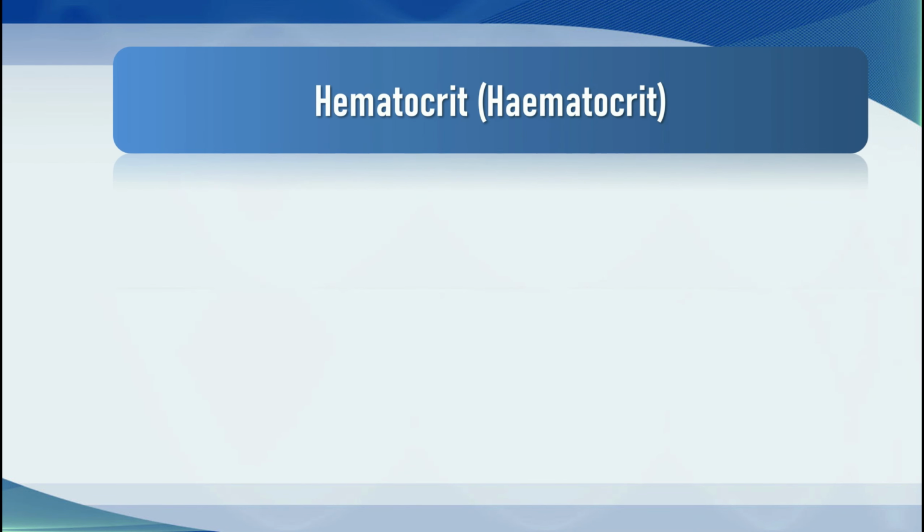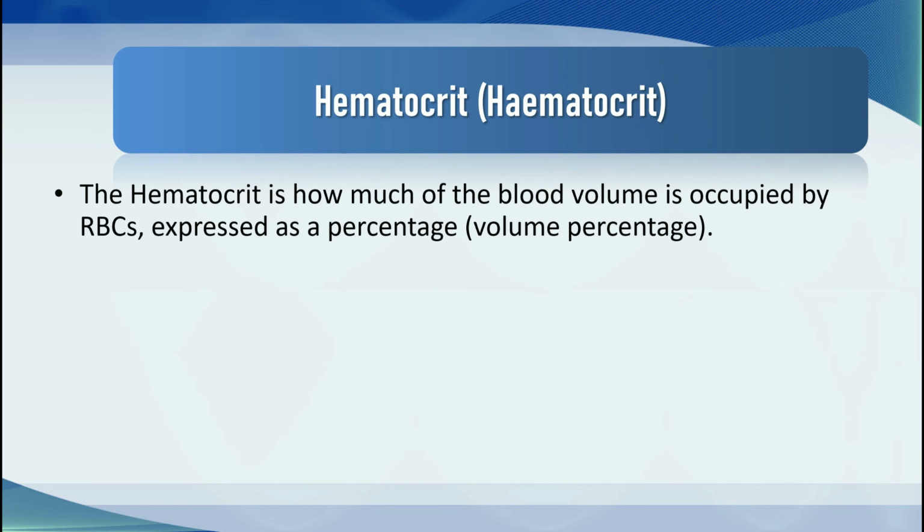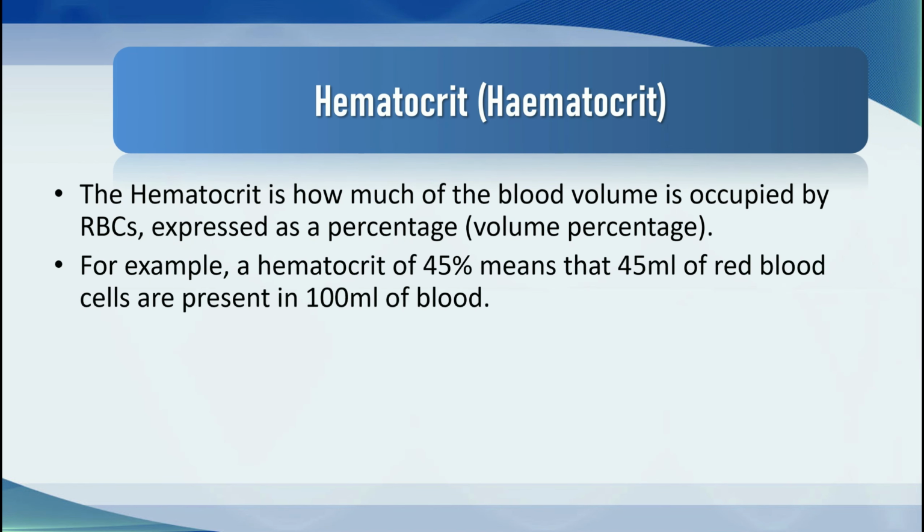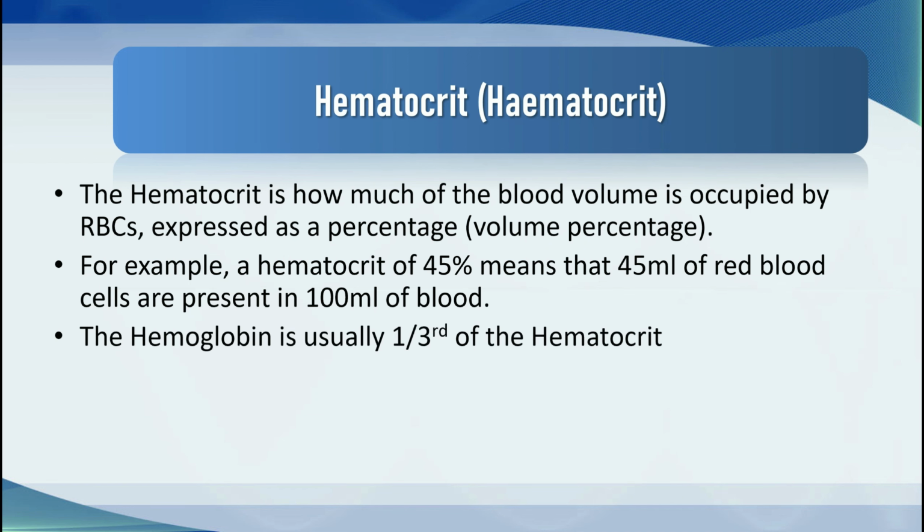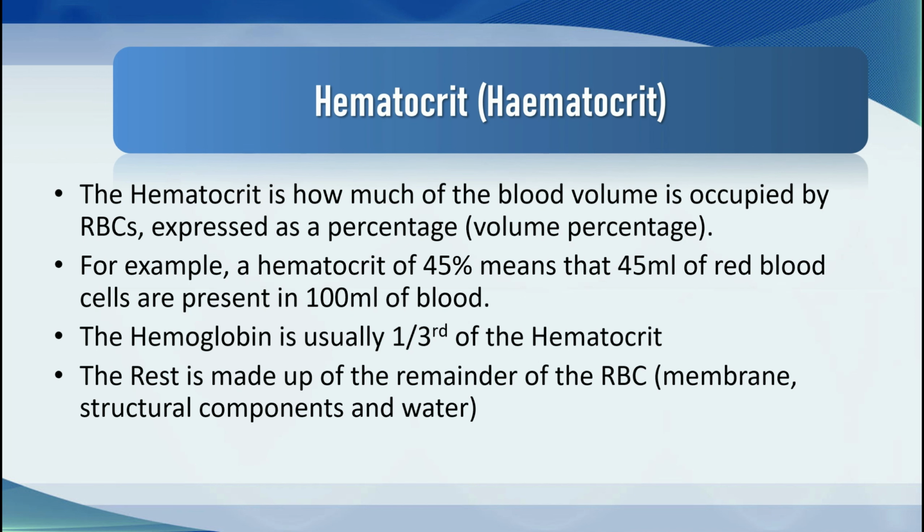You'll often encounter the term hematocrit in your clinical practice. The hematocrit is how much of the blood volume is occupied by red blood cells expressed as a percentage. So it's the volume percent. For example, a hematocrit of 45% means that 45 mils of red blood cells are present in 100 mils of blood. In other words, 100 mils of blood is made up of 45% red cell mass, and the hemoglobin is usually 1/3 of the hematocrit. The rest is made up of the remainder of the red blood cell, the membrane, the structural components, and water.